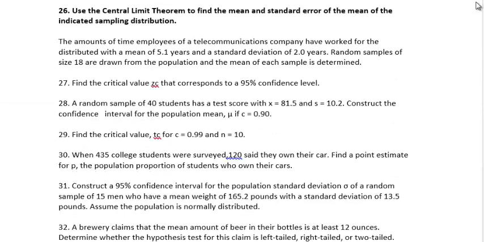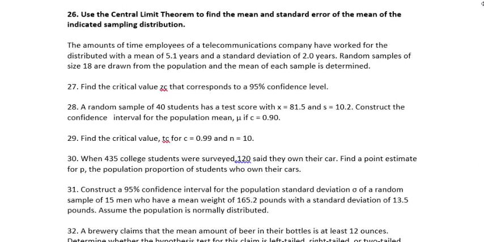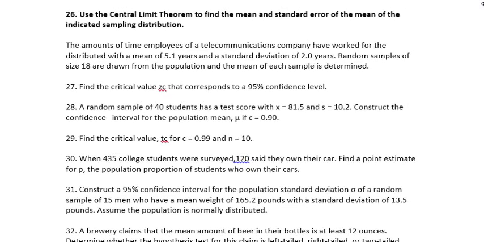Number 26. Use the central limit theorem, which is basically the same thing as the standard deviation rules we've been discussing all course, to find the mean and standard error of the mean in the sampling distribution. The amount of time that employees of a telecommunications company have worked for is distributed with a mean of 5.1 years and a standard deviation of 2.0.